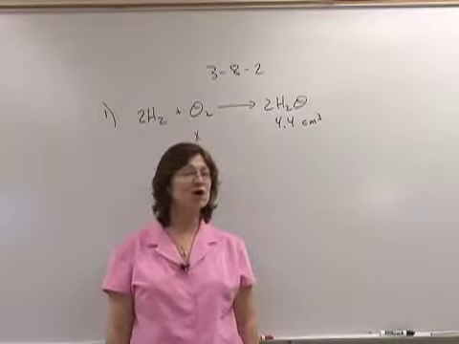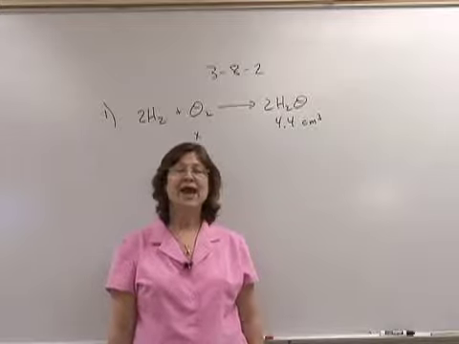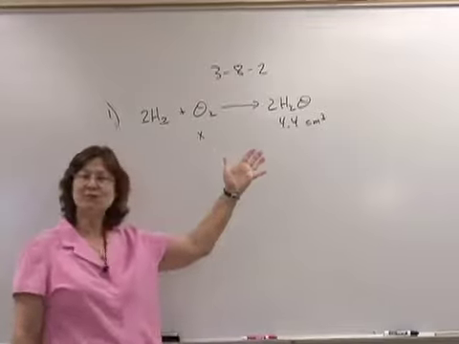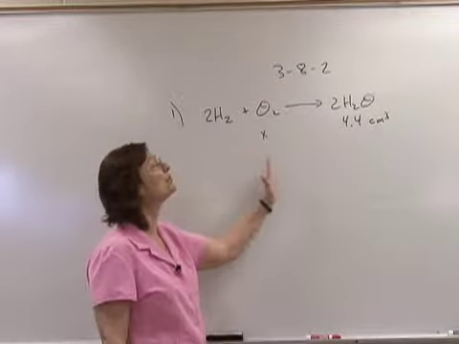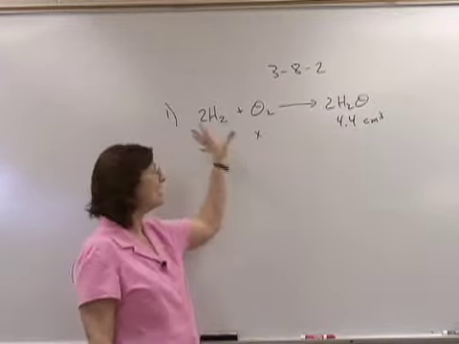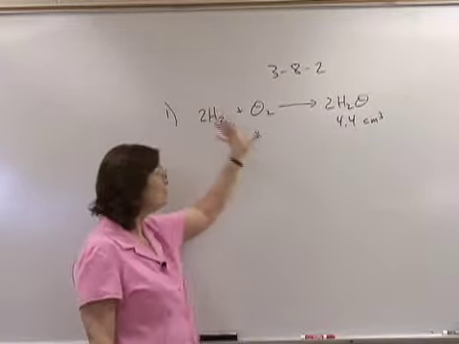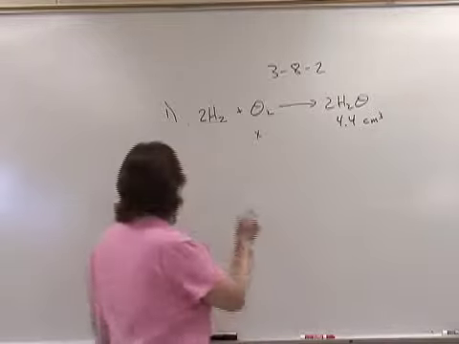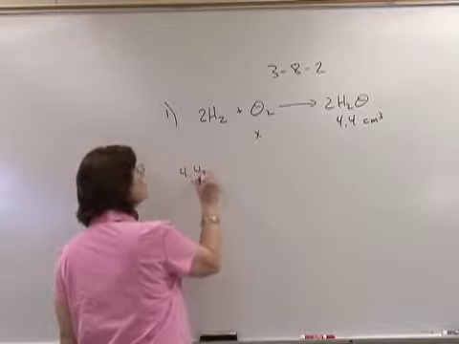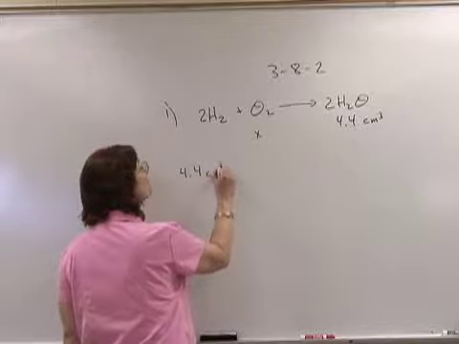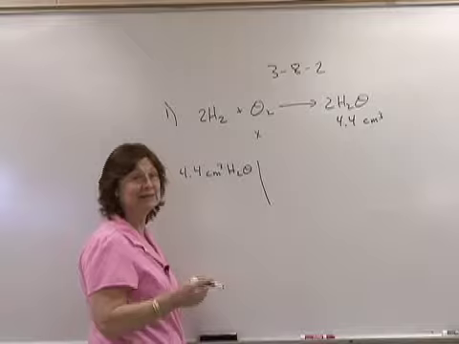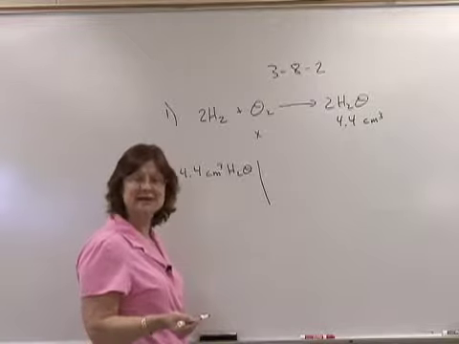Number one is a volume problem. Initially, I like to write my balanced equation. And whenever we have a balanced equation, we know that we're going to have a mole ratio type of problem. Well, I'm given 4.4 centimeters cubed of the water, and therefore I must change my 4.4 centimeters cubed of water to decimeters cubed because standard molar volume is given in decimeters cubed.